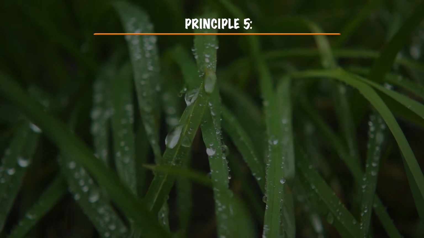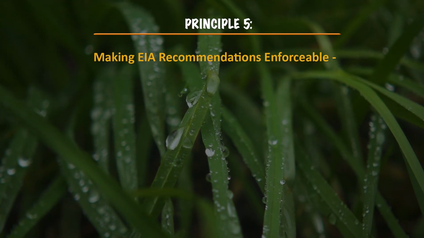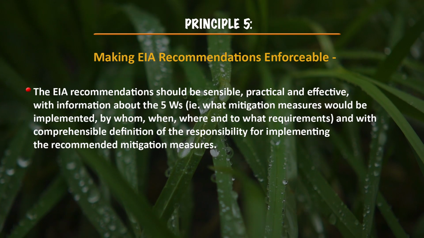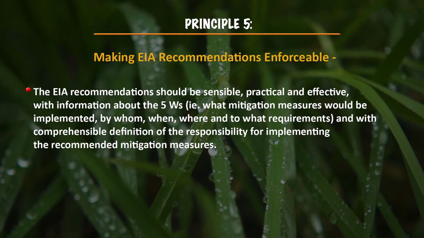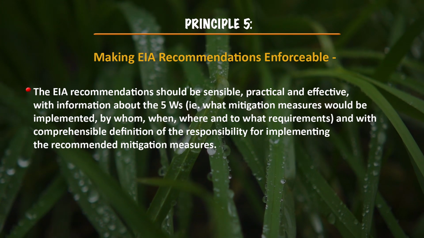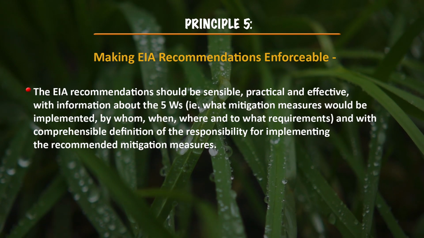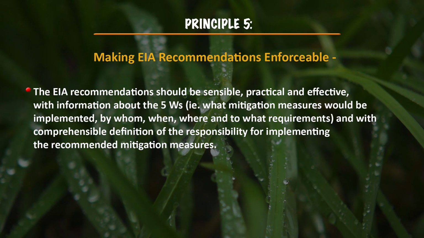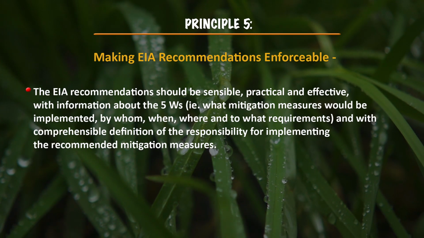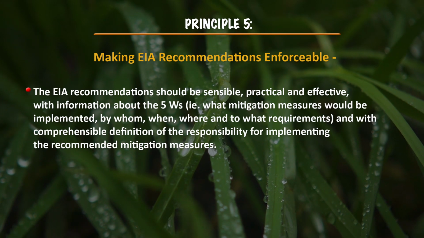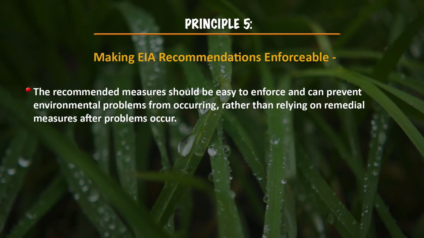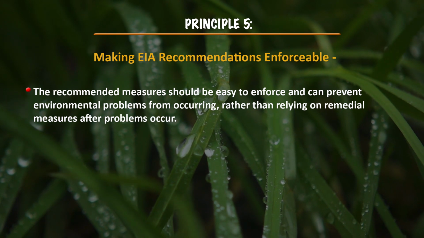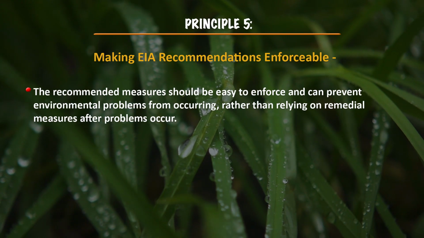And principle 5 says making environmental impact assessment recommendations enforceable. That means the environmental impact assessment recommendations should be sensible, practicable and also effective, with information about the mitigation measures. That means the 5 W's we have considered: what mitigation measures would be implemented, and the second W is by whom, when, where and to what requirements, and with a comprehensible definition of the responsibility for implementing the recommended mitigation measures. So, the recommended measures should be easy to enforce and can prevent environmental problems from occurring rather than relying on remedial measures after problems occur.